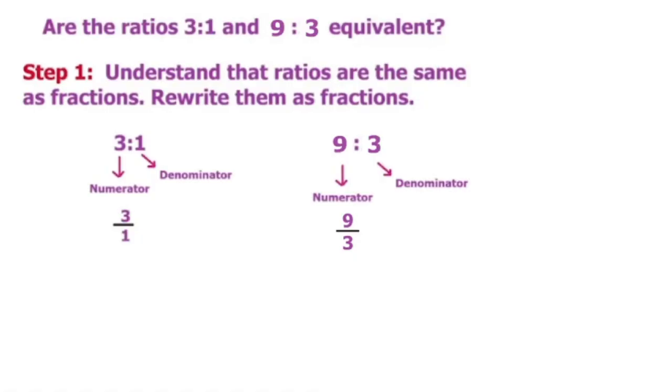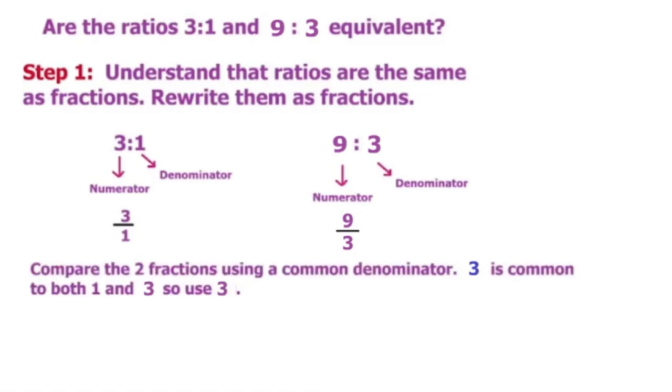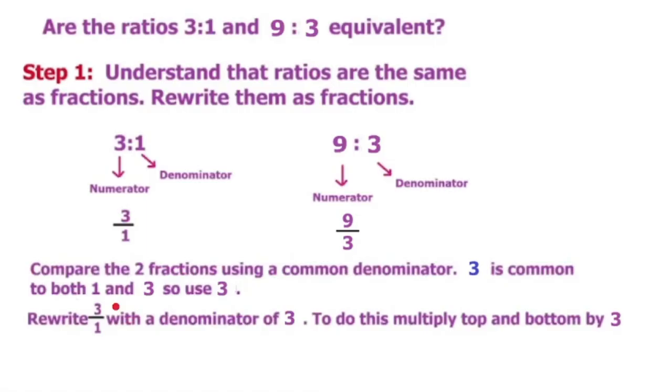So now we can compare the two fractions using a common denominator. So 3 is common to both 1 and 3, so we're going to use 3. So now we can rewrite 3 over 1 with a denominator of 3. Okay, and to do this, what do you multiply 1 by to make it equal to 3? Well, you multiply it by 3.